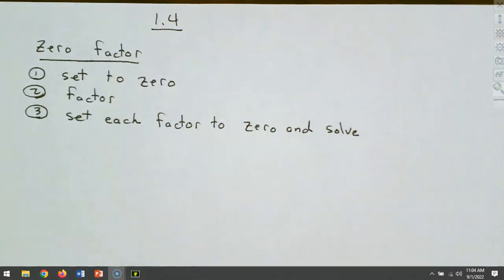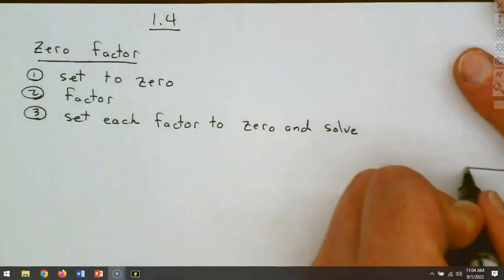So this is going to be zero factor here. So what we do is we set it to 0. We factor it. These are going to be trinomials. We're going to factor them. And we're going to set each factor equal to 0 and solve it. Now on these, we're going to get up to 2 solutions. You may have 2 solutions, or you may just have one that's a double root. So you either have 2, or you'll have one of them that's the same, that's repeated twice.